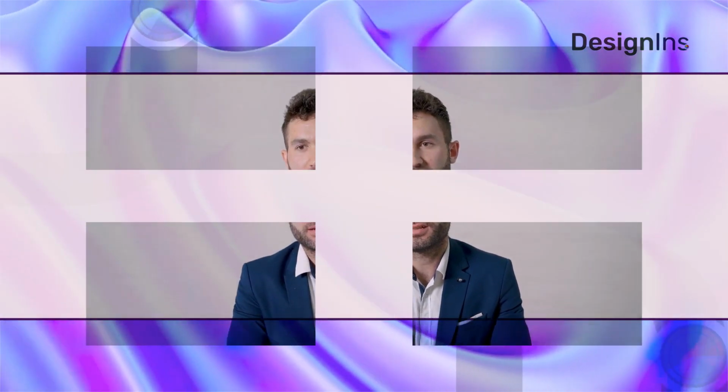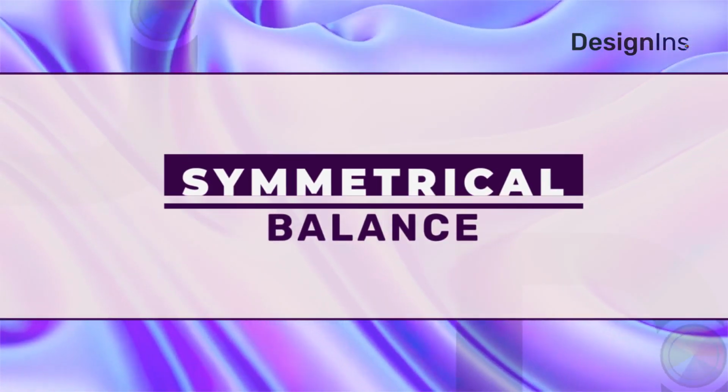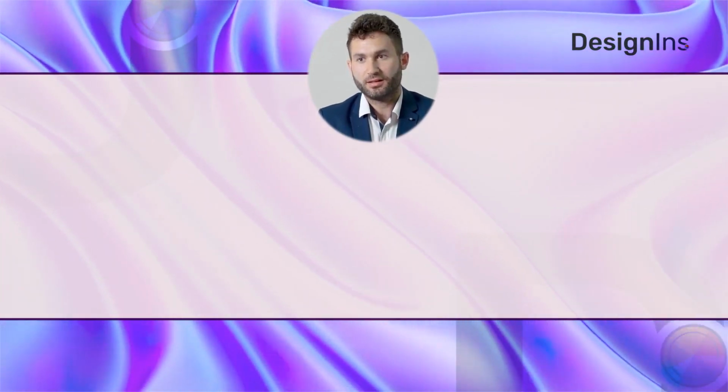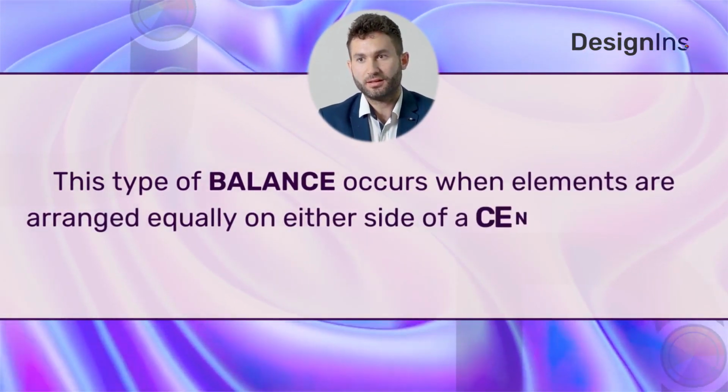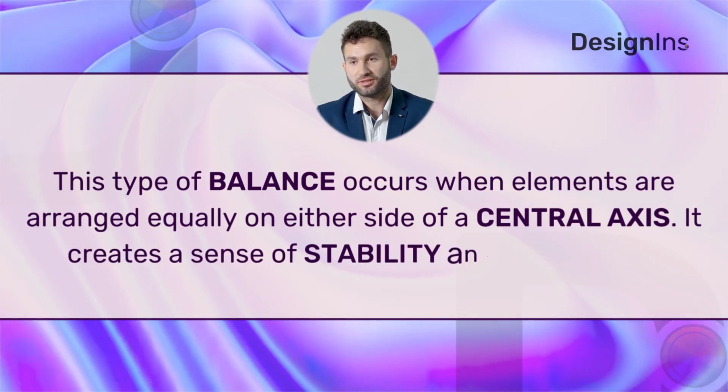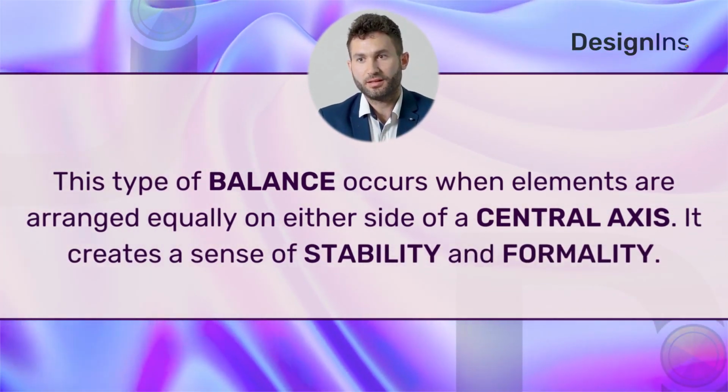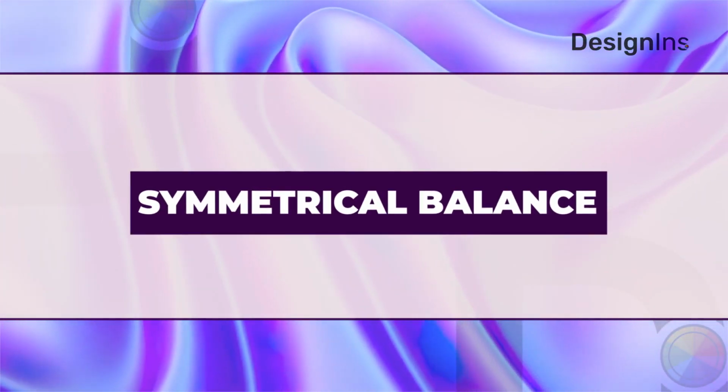Our first type of balance is symmetrical balance, also known as formal balance. This type of balance occurs when elements are arranged equally on either side of a central axis. It creates a sense of stability and formality. See the example of symmetrical balance.